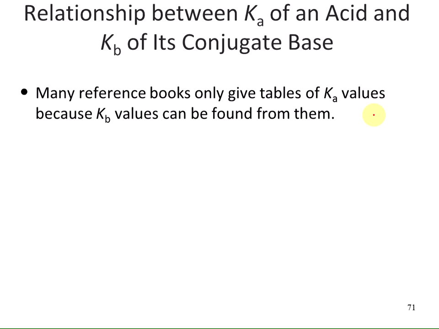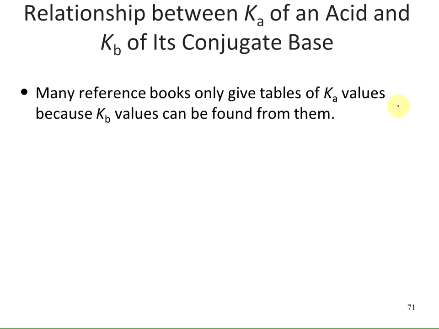Now let's look at the relationship between Ka of an acid and Kb of its conjugate base. Many reference books only give the Ka values in tables. This is because the Kb values can be directly calculated from the Kas.